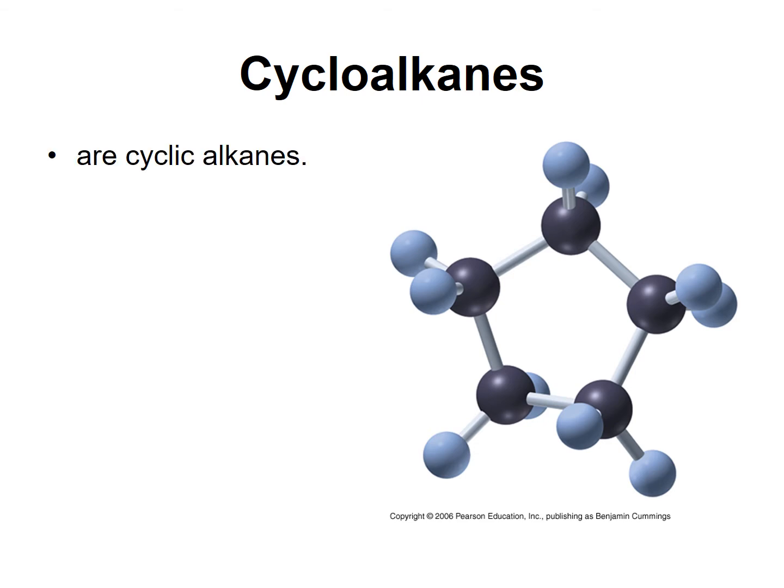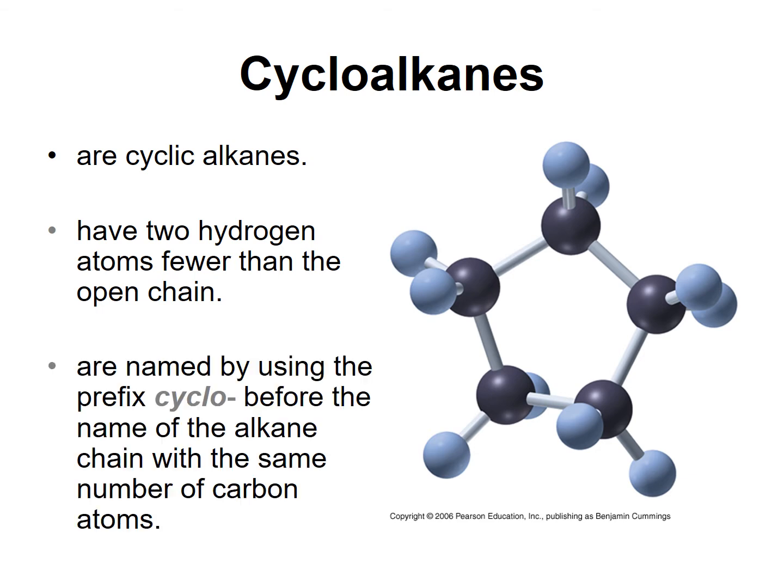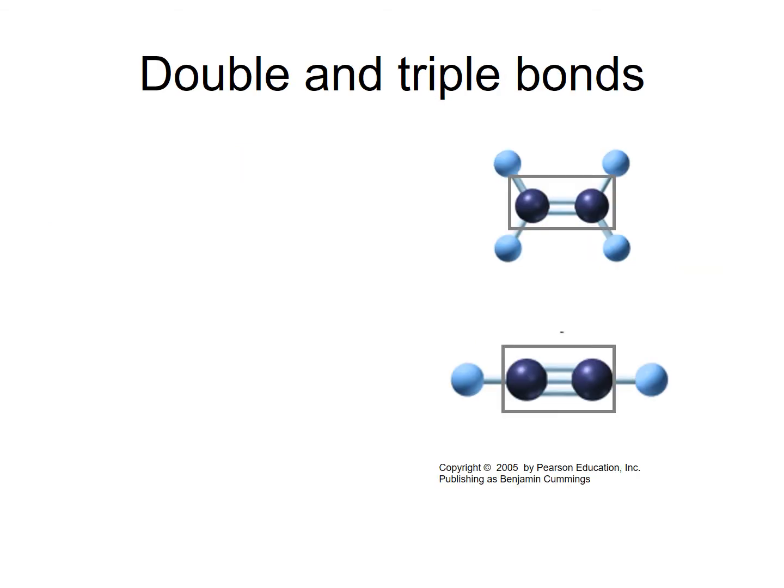So this would be C5H12. Or sorry, not C5H12, C5H10. 5 carbons, 10 hydrogens. So these are cyclic alkanes. They have 2 hydrogen atoms fewer than the open chain would have. C5H12 would have 2 more than C5H10, cyclopentane. And we simply put cyclo in front of the name of the alkane. So C5H12 was pentane. Wrap it into a circle, take off 2 hydrogens, cyclopentane. So that's your first functional group, the cycloalkanes.